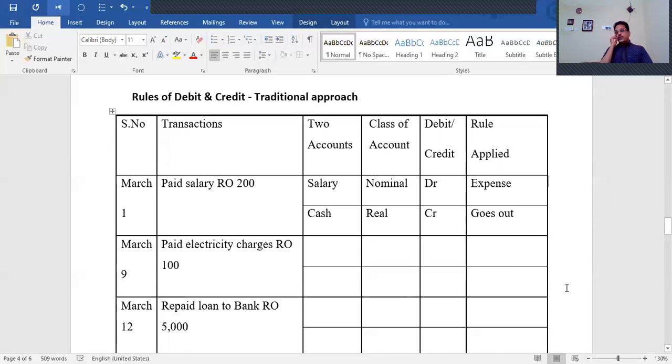Actually, I always suggest, many of the students prefer to study only one approach. But I always try to teach them both approaches, because sometimes this will be very easy. Traditional, in some cases, for example, debit what comes in, credit what goes out. Debit the receiver, credit the giver. So it is very easy to apply the rule in some cases. So it is always better. I think, in my opinion, you should know both the rules.